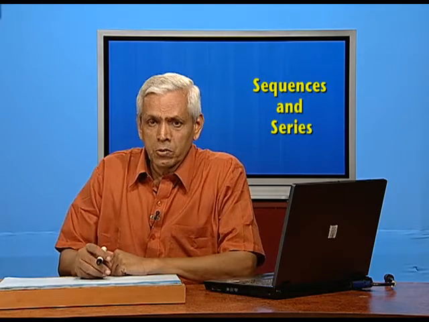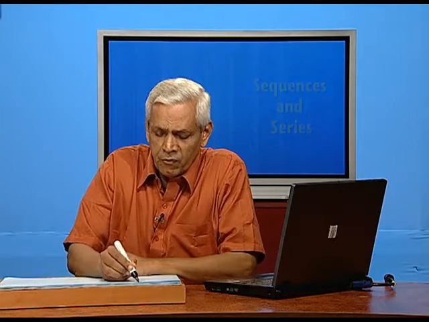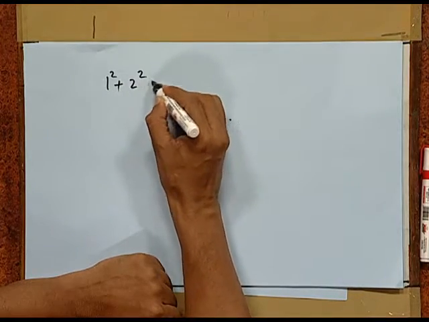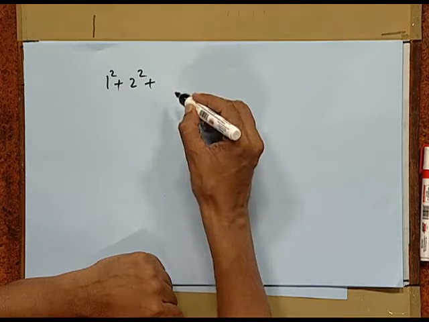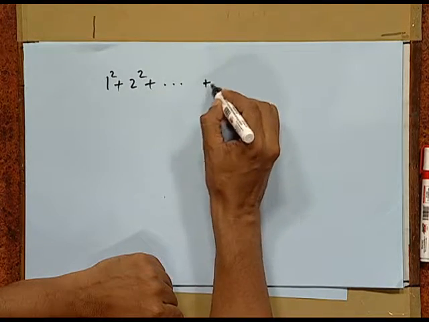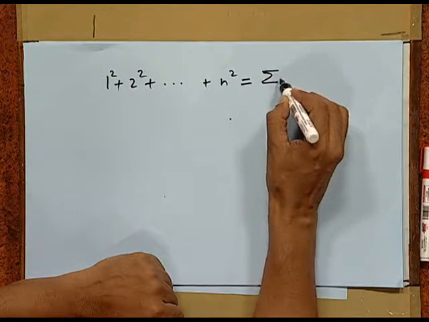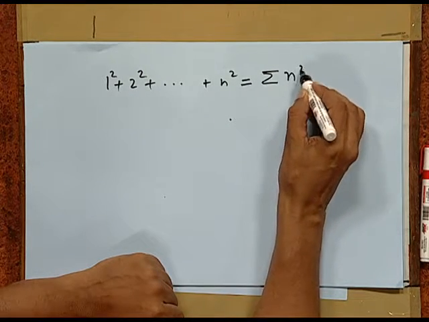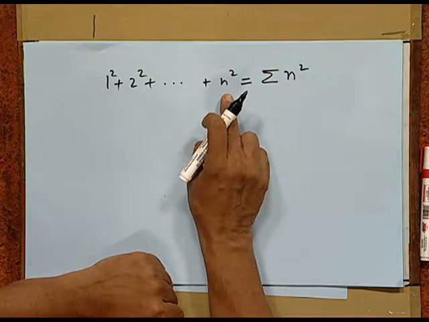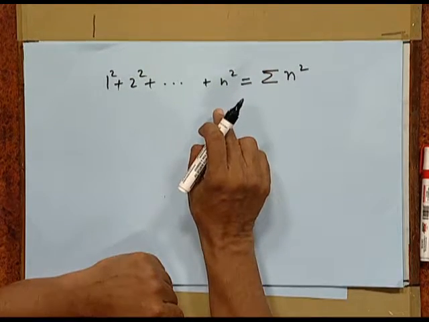Now, if we want to have the sum of the first n natural number squares, we can write this as sigma n square in short. Now, clearly this series is neither AP nor GP. So, a direct formula cannot be applied here. So, we play a trick here.